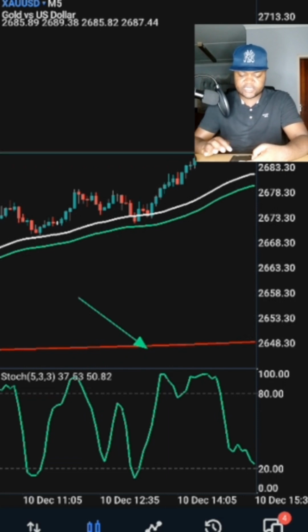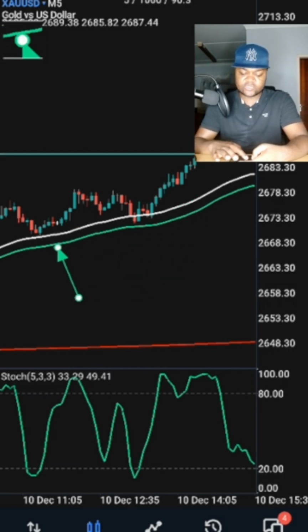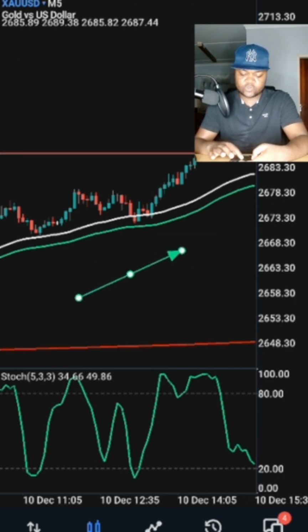So the first condition is this: the price has to be above this red line, indicating that there's a bullish trend. The red line is our trend filter. It tells us when to buy and when to sell. When these candles are above this red line, it means that we'll be looking for buying opportunities. So that's the first condition.